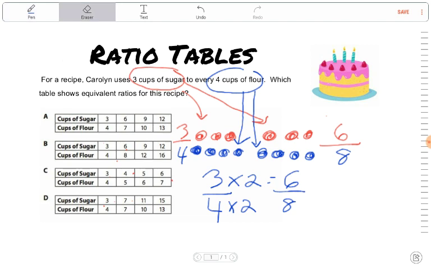Let's say I triple it instead. I'm making 3 batches now. So 3 times 3, that's 9. And down here, that's 12. 4 times 3, 3 times that.